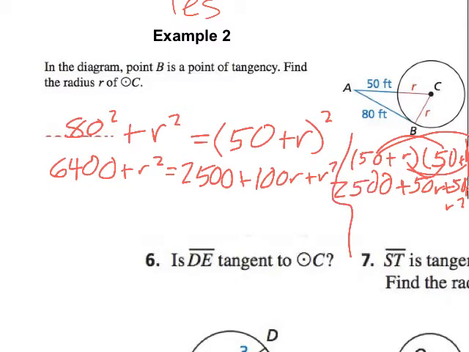So make sure you do your double distribution properly. Okay? From there, since I see an r squared on both sides, I really like to see that because that's going to cancel out my r squareds. So I'm going to subtract r squared. That's going to cancel. I still see an r over on the right, so I'm going to bring this number over here to the left. Subtract 2,500.